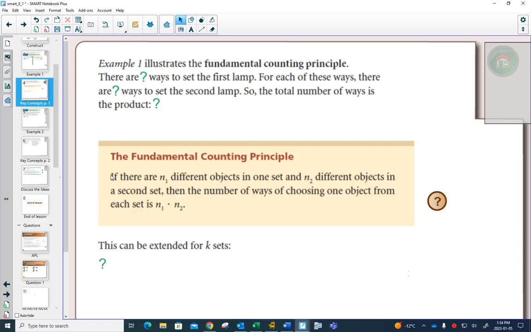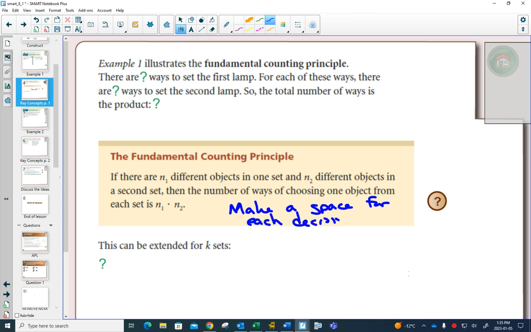Okay? What did we describe it as? Make a space for each decision. That was the first thing that we did.